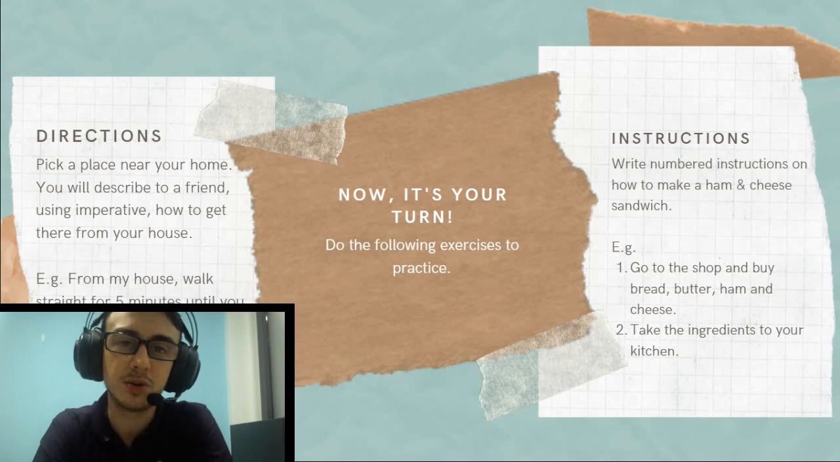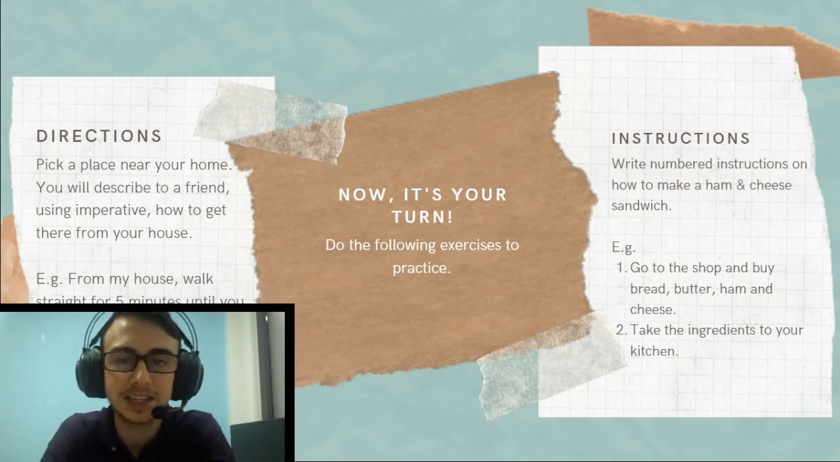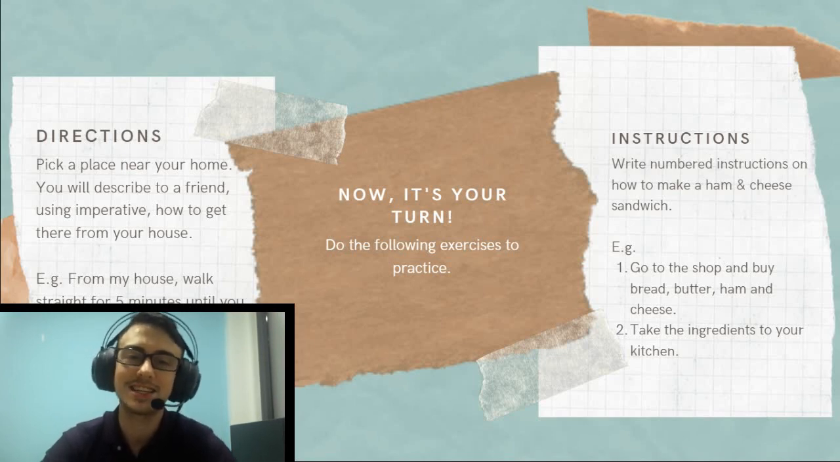Feel free to write your answers in the comments and I will correct them as always. And until the next lesson, guys, that's it from the English Genie.